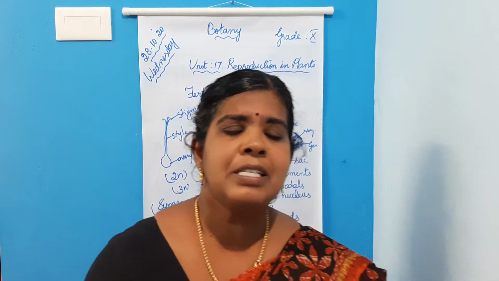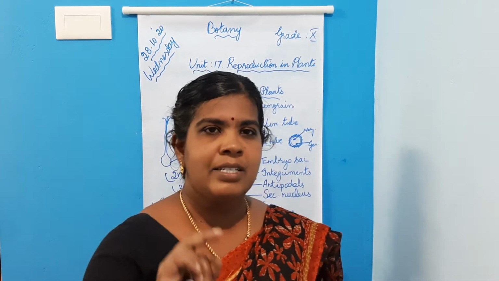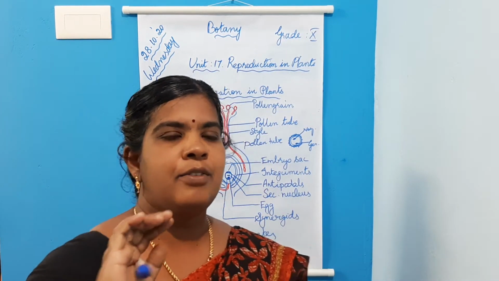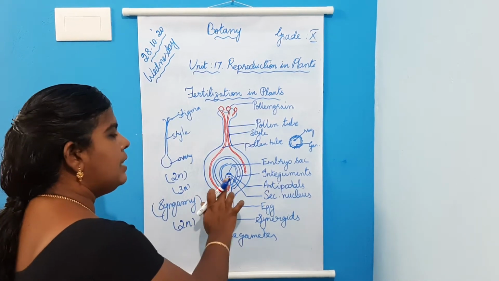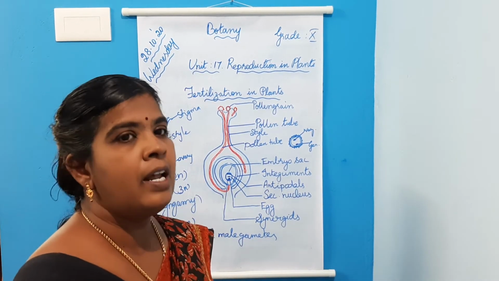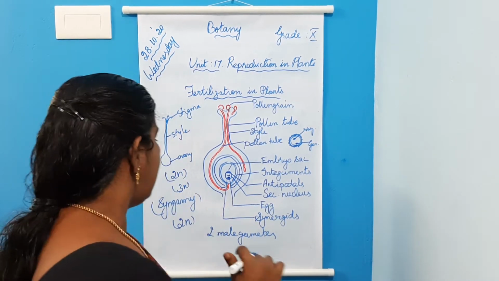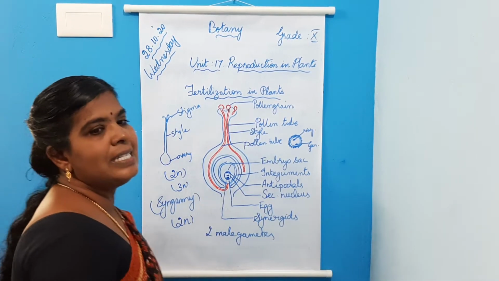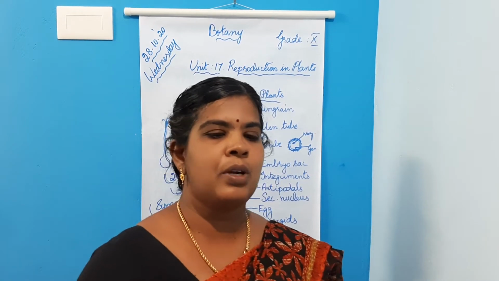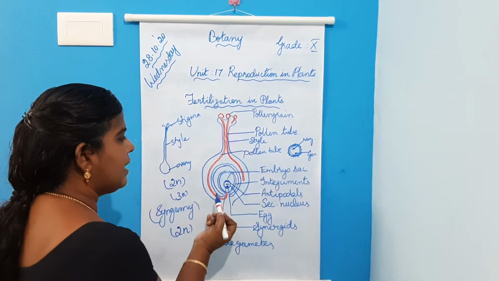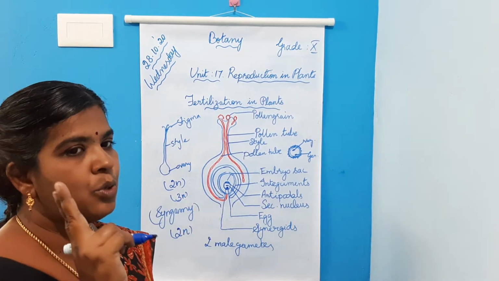Now one of the sperms fuses with the egg, that is called syngamy, and it forms a diploid zygote. Already the nature of the egg is haploid. When the haploid sperm fuses with the egg, it results in a diploid zygote, that is called syngamy. The other sperm fuses with the secondary nucleus. The second sperm, already the pollen tube carries two sperms.